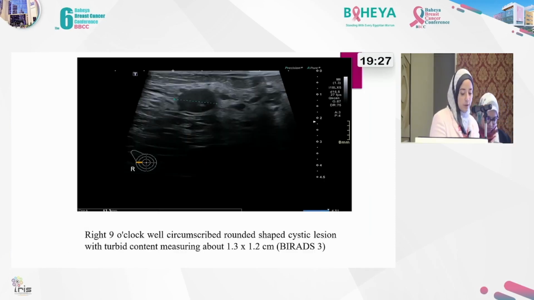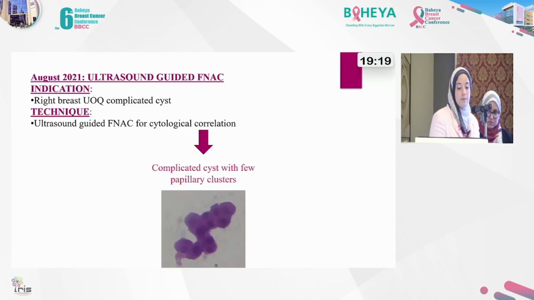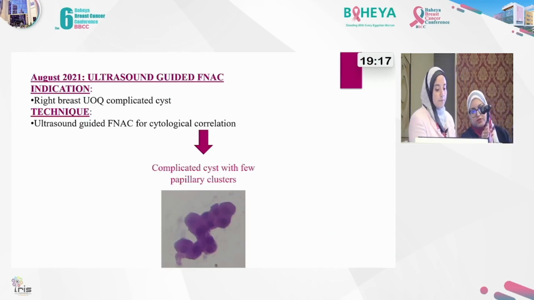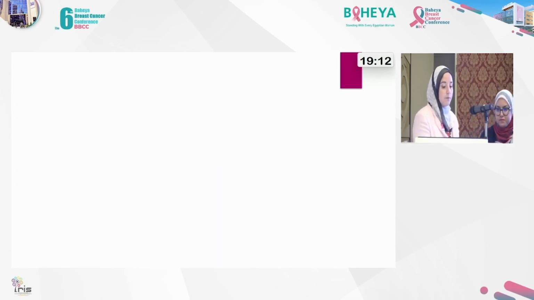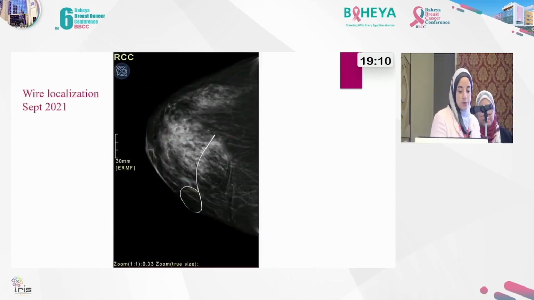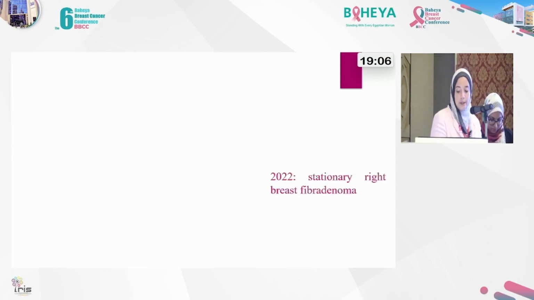By ultrasound, however, the simple cyst now showed turbid content within, and was thus given a BI-RADS 3. Fine needle aspiration cytology shows few papillary clusters. And wire localization was performed for that cyst in September 2021. The patient had a stationary appearance, mammographic and ultrasound, in 2022.